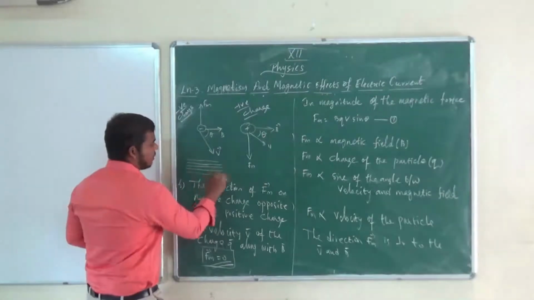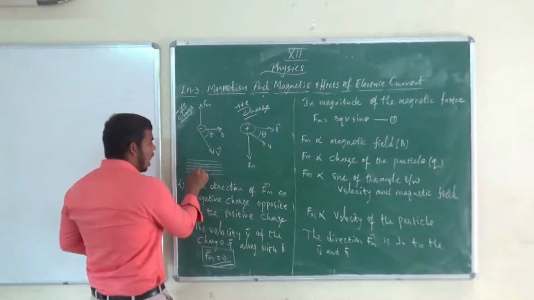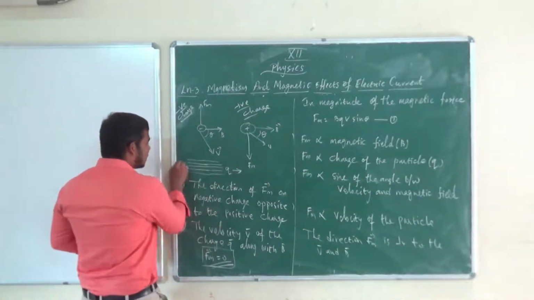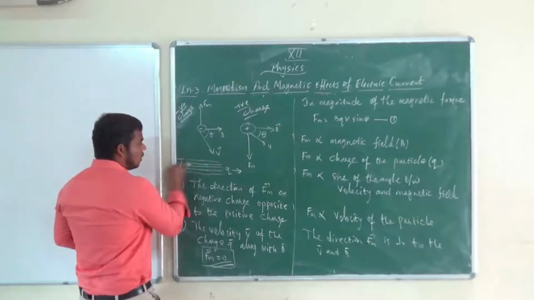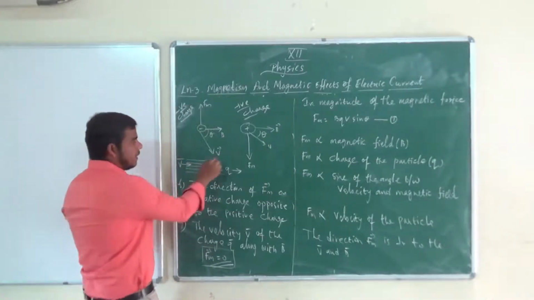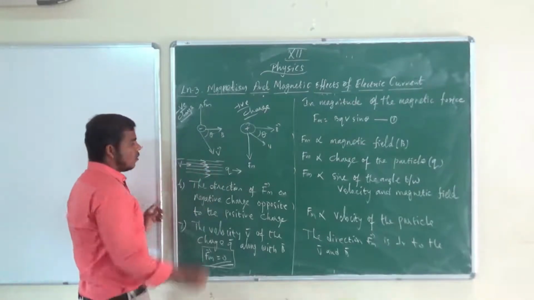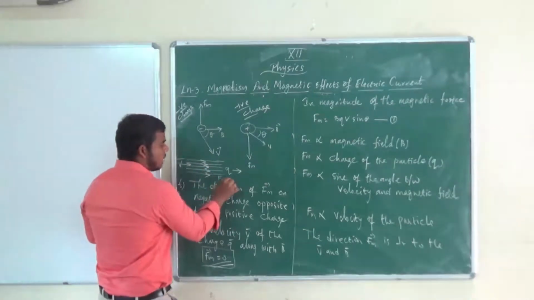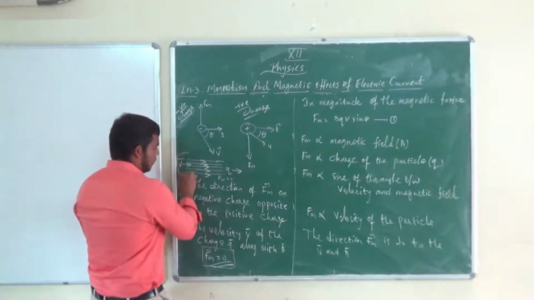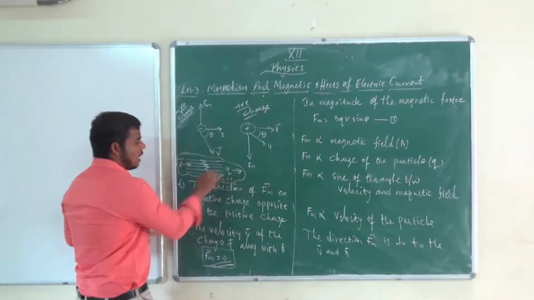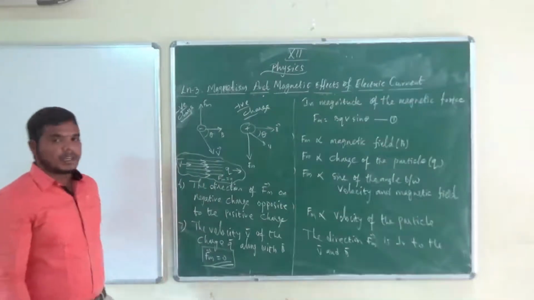These lines are represented by the magnetic field. Charge q is also in the magnetic field, and velocity v is also in the magnetic field direction. All are in the same direction. What is that force? The magnetic force is 0. This is the meaning of the last final point.